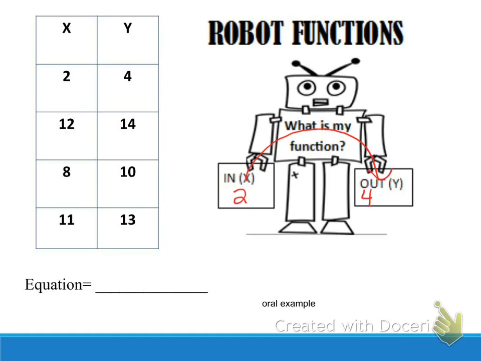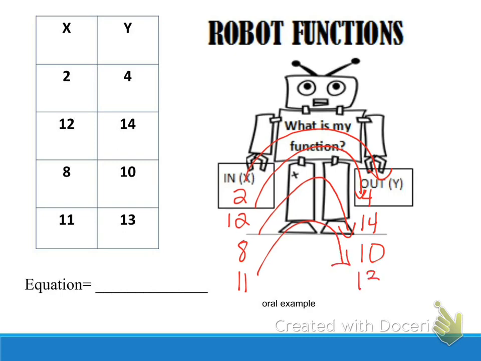Okay, then if we put in the number 12, something happens to it and we get out the number 14. We put in the number 8, something happens to it, and it has to be the same thing to each one of these, right? And we get out the number 10. We put in the number 11, something happens, and we get out the number 13. Who has figured out what happens to every one of those numbers? It's the same thing every time. Good. Okay, a lot of you have figured it out.